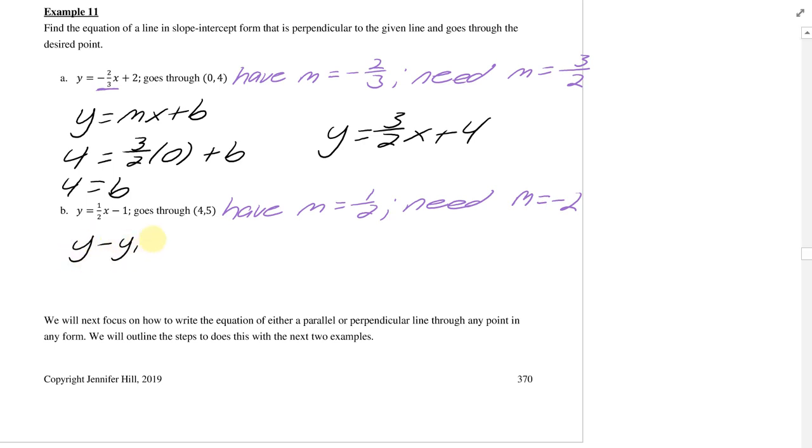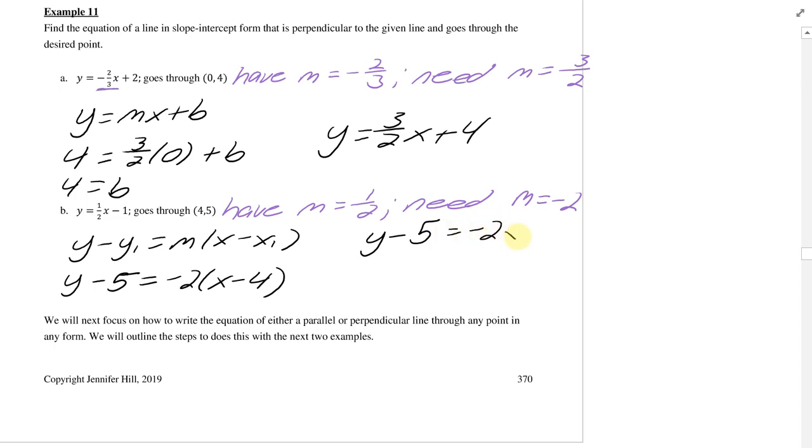This time I'll use my point slope form, and I'll plug in my information. So I get y minus 5 equals -2 times x minus 4. So I need to ultimately get this into slope-intercept form. So let's see, I need to distribute. So this will be y minus 5 equals -2x plus 8. And then I'll go ahead and add 5. So I get y equals -2x plus 13. Okay, so that's the idea now behind perpendicular lines.